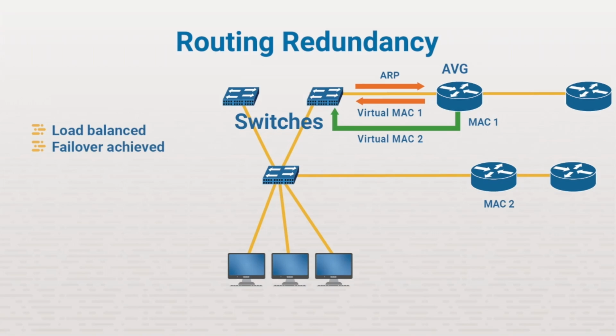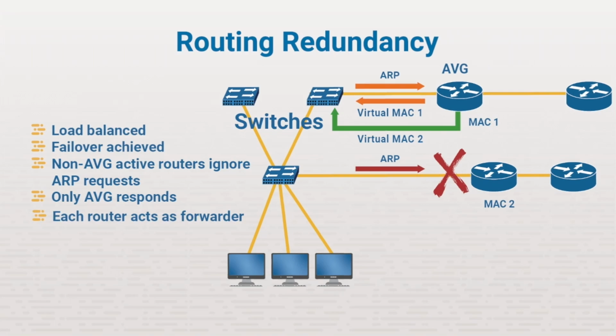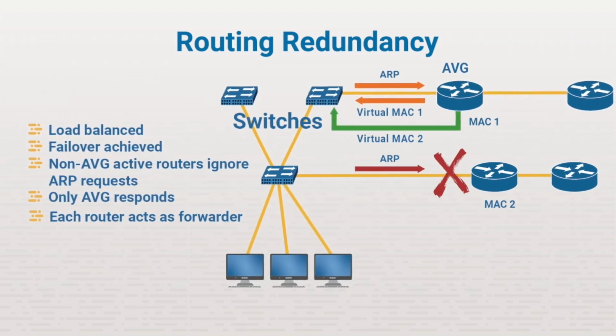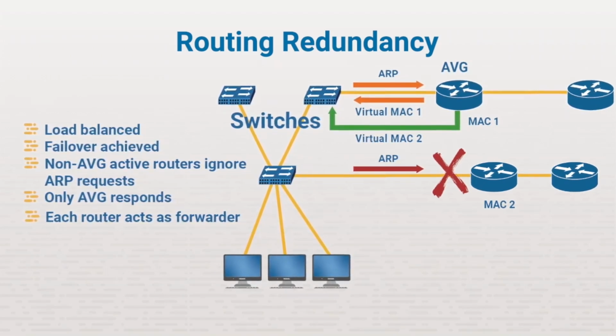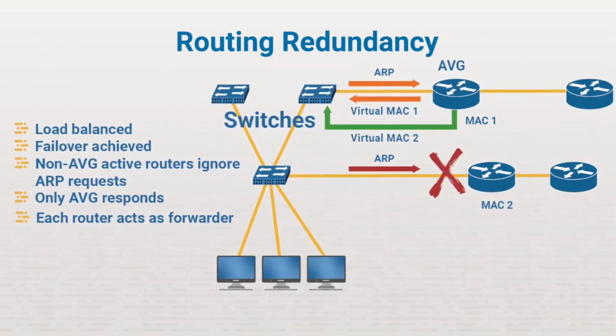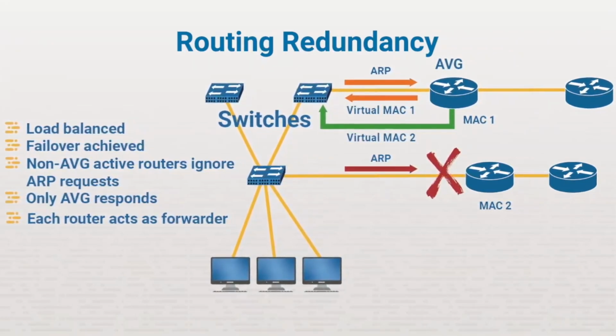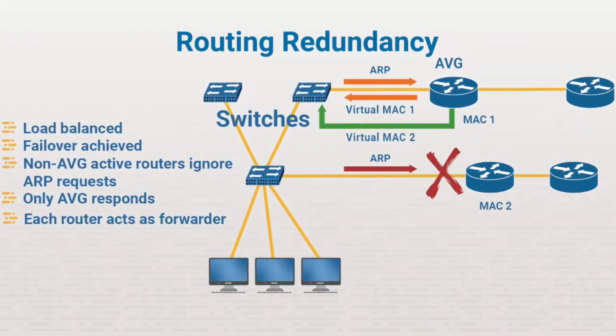It's important to note that if an ARP request arrives at an active router that's not the AVG, that router ignores the request. Only the AVG responds to ARP requests for the shared virtual IP addresses. Each of these redundant routers acts as a forwarder for its own MAC address. Each one listens for GLBP messages to make sure that the other routers are still working. If a router fails, the ones that are still up assume the failed router's virtual MAC address and continue forwarding traffic. In this way, GLBP provides both load balancing and failover.